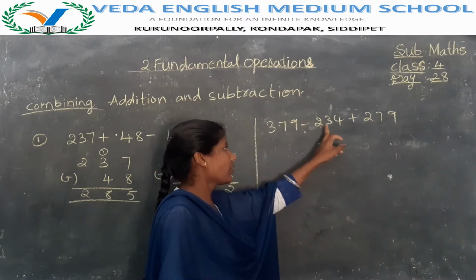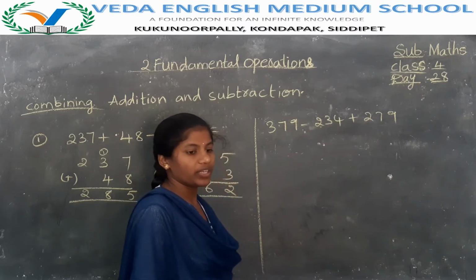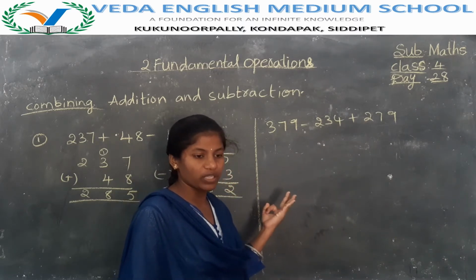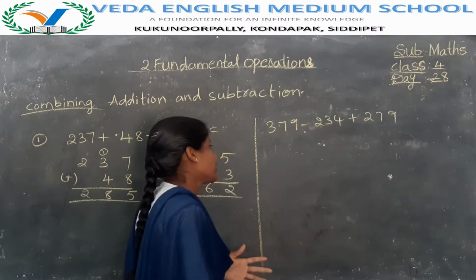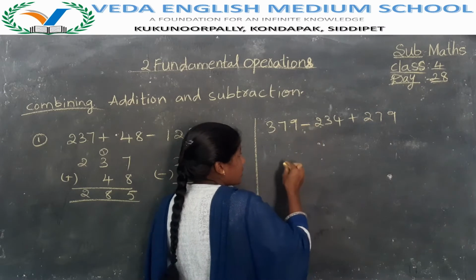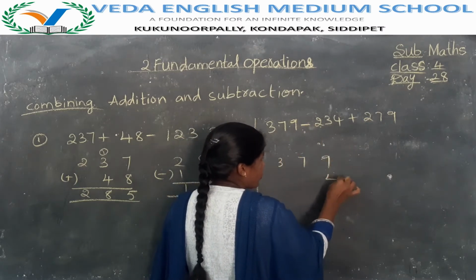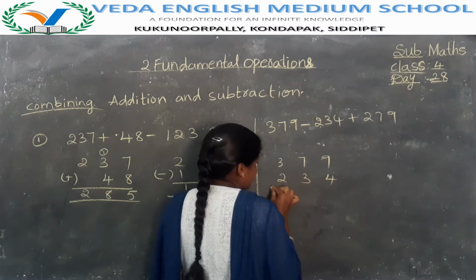379 minus 234 plus 279. Now here they have given three numbers. For the three numbers we have to find the answer. First we will take these two numbers. Between these two numbers what is the symbol here? Minus. So 3, 7, 9 minus 2, 3, 4.